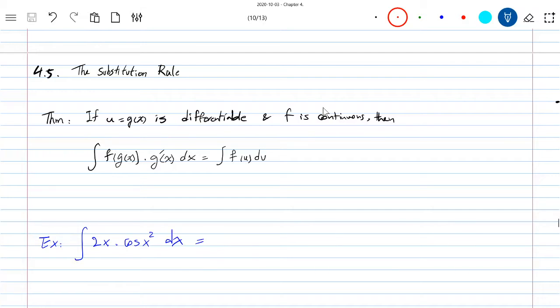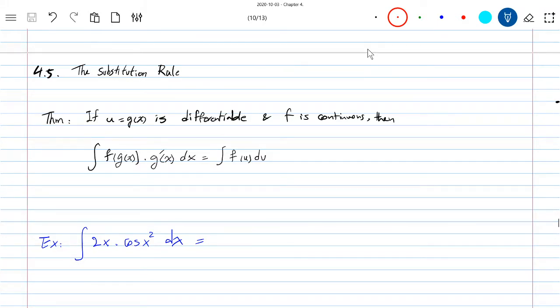This is the last section from chapter 4, and it is one of the most important methods to solve integrals of certain type of functions. It's not always possible to use this method, but it's one of the very common ways to solve certain integrals.